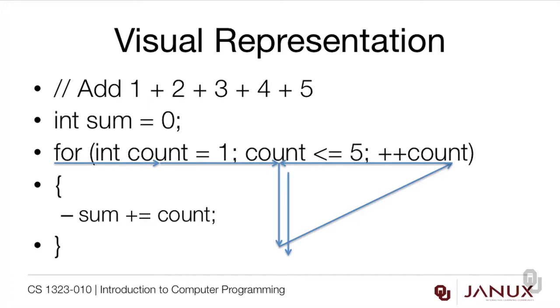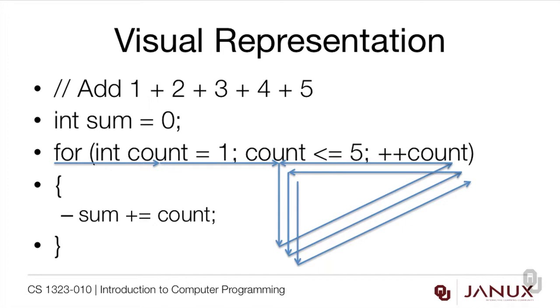Sum now gets 2 added to 1, so it goes up to 3. Count gets incremented to 3. And then we check to see, is count less than or equal to 5? Well, 3 is less than or equal to 5, so we go and do the body again. So sum now has 3 added to 3, which is 6. Then we increment count to 4, and 4 is less than or equal to 5. That's true. So we go and do the body again. So now we add 4 to 6 and get 10.